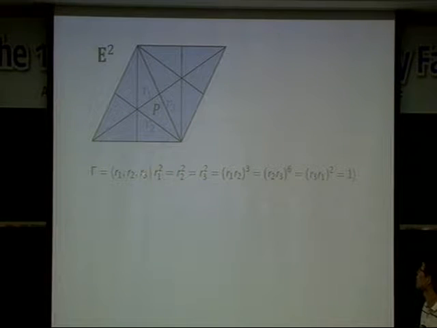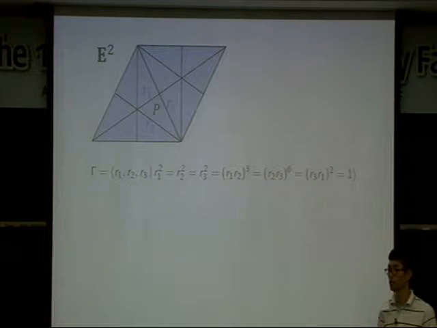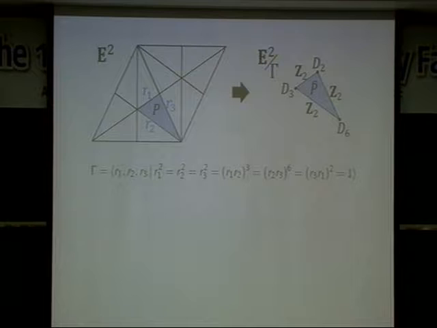Obviously, you can think that the group is generated by the reflections R1, R2, R3, and of course each reflection squared is the identity, which is an obvious relation. Two adjacent edges give a rotation: the composition of reflections R1 and R2 gives a rotation by 2 pi over 3. So this is another relation. Similarly, we can get the following relations. And this group is a discrete group of isometries of the two-dimensional Euclidean space.